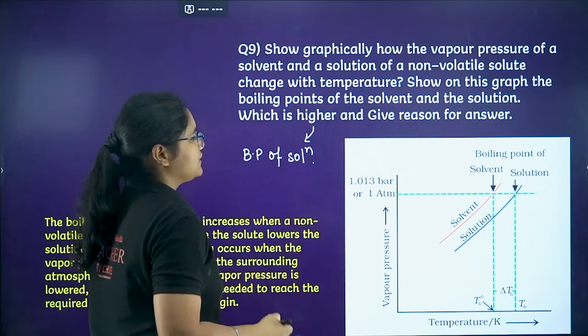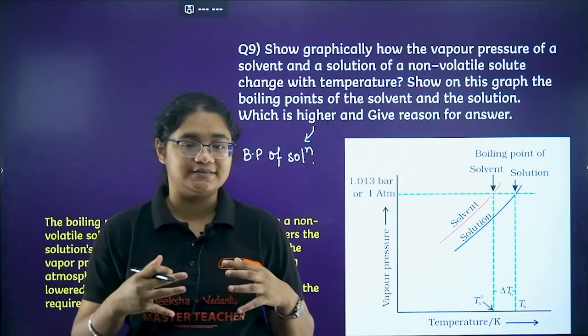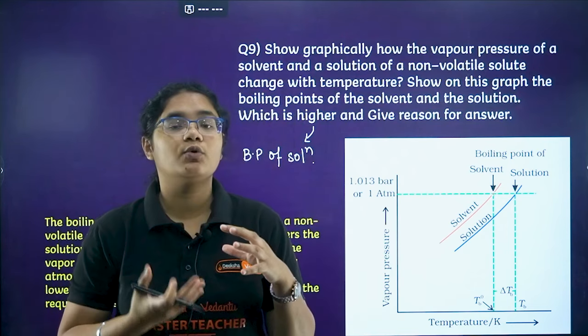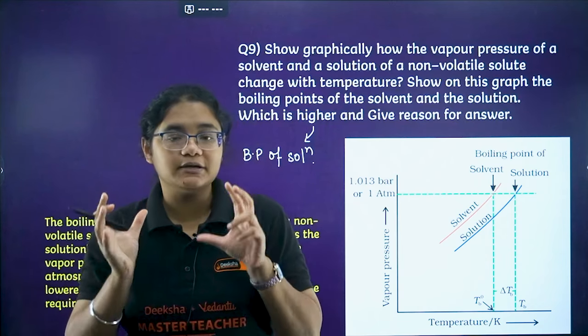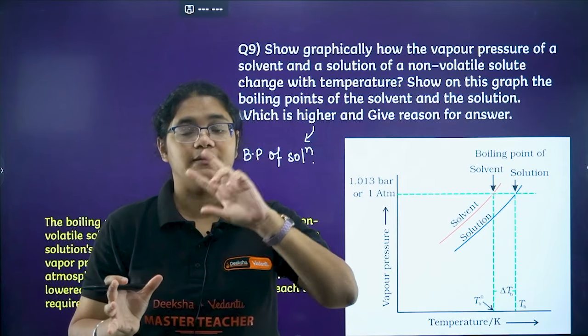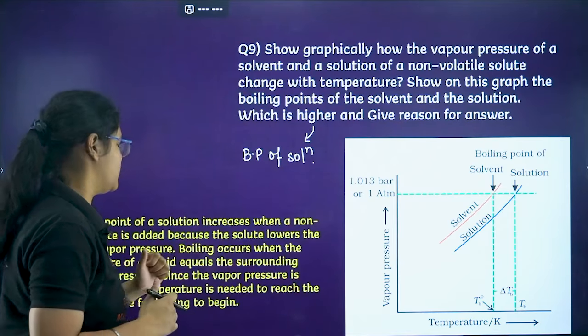Okay, now what is the reason for that? Now see, when you add a solute, the vapor pressure decreases. So now you have to add more heat to the solution to reach or to create that much vapor pressure to meet or to be equal to the atmospheric pressure. So that is why the boiling point increases.